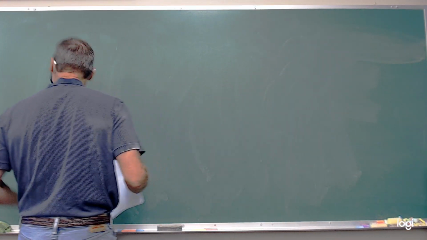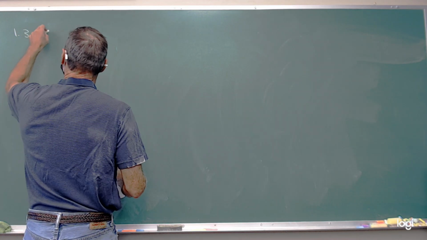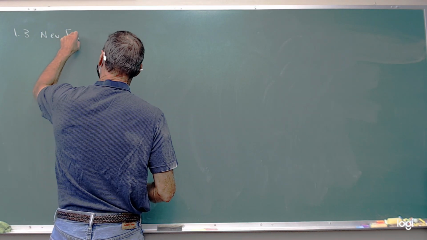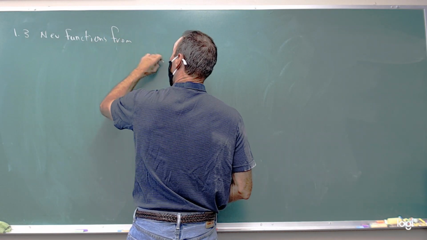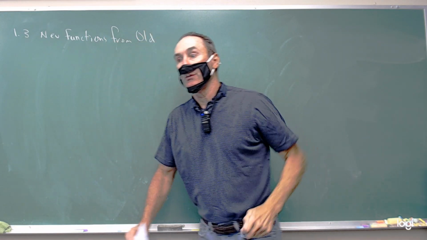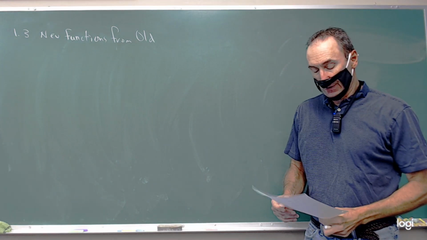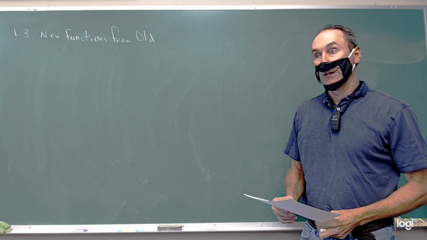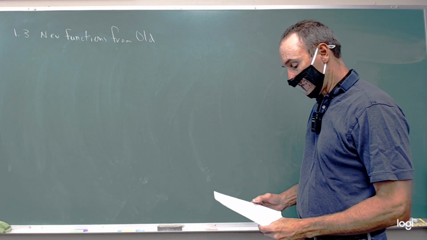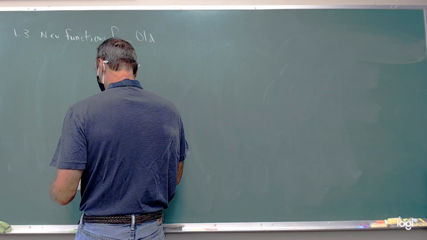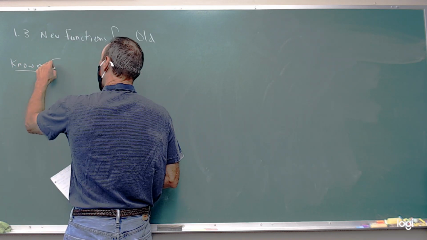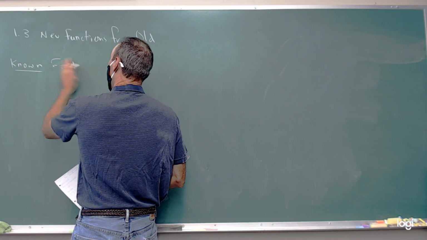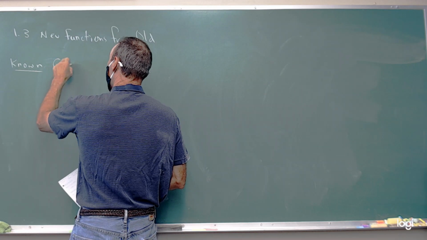Okay, so this is 1.3, which is new functions from old. We're still in the review part of our class here, but we'll blaze into new stuff soon enough. So we have this long list of known graphs of functions.